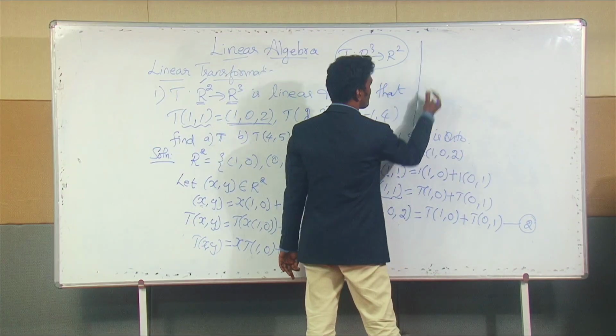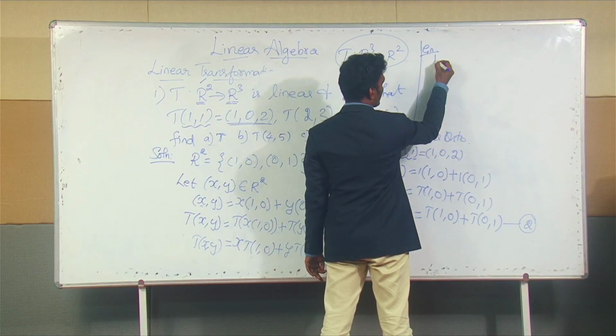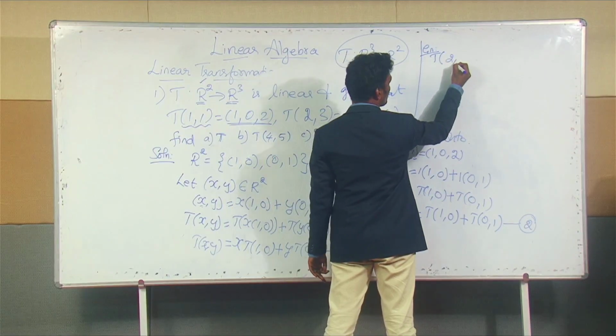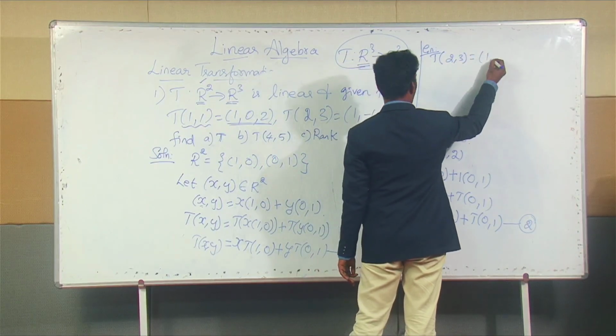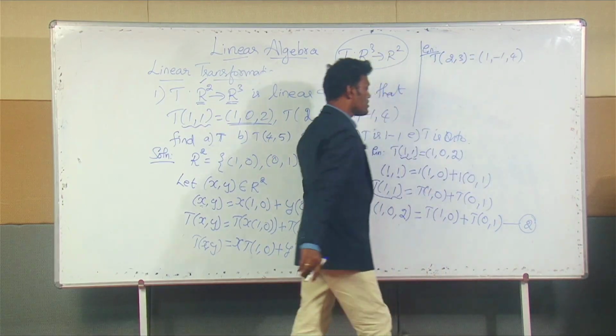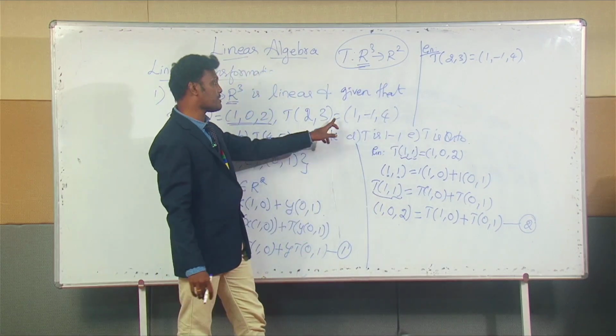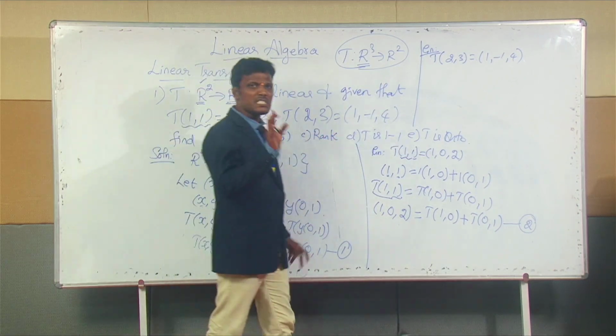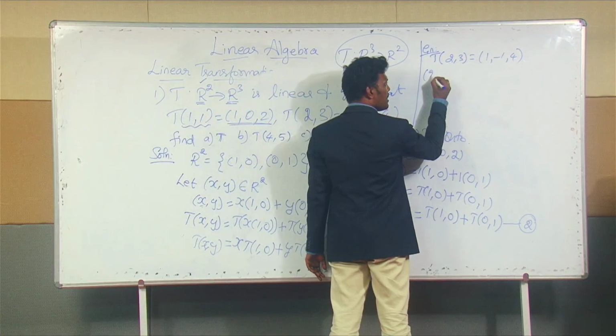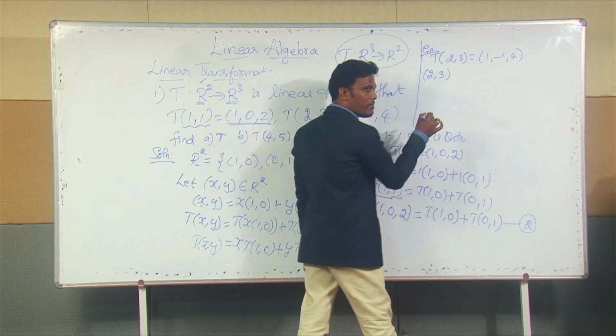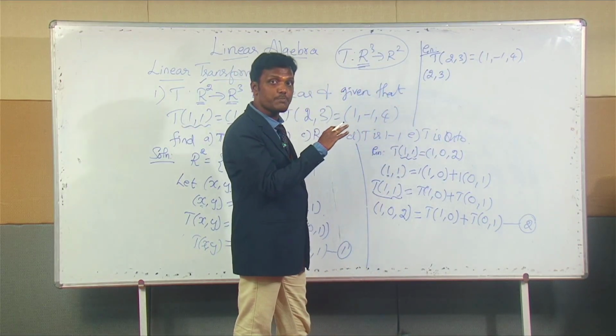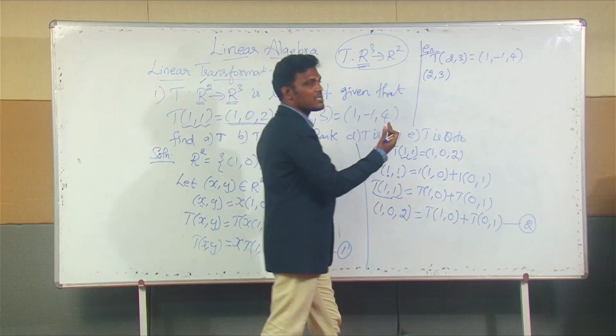So next, what is the next value given? T of (2, 3) is (1, -1, 4). This is another expression given in your question, same concept. In the domain part, what is the domain part? (2, 3). (2, 3) can be expressed in terms of the standard basis.